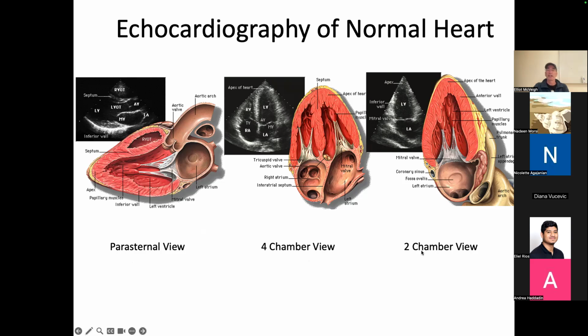So there's 3 classic views. One is called the parasternal view, and it comes from echocardiography because the transducer is on the chest wall. It's parasternal. So here's the sternum, and it's beside it here. And you're looking straight down at the heart from right above it, okay, along the ribs.